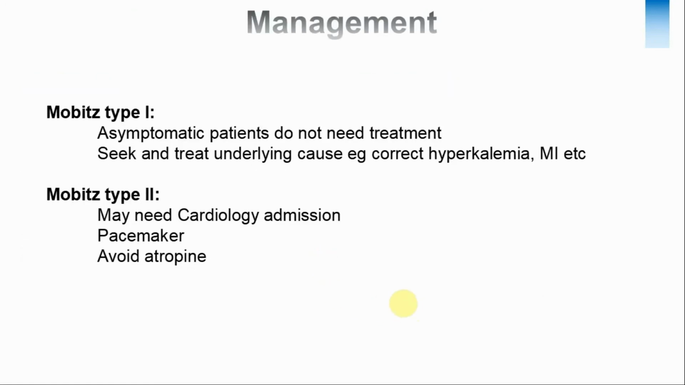So the summary: if we know the cause, we can treat it. In Mobitz type 1, as we have mentioned, the patient can be asymptomatic, it can be physiological, and we don't have to do anything. They need follow-up in the outpatient clinic, with cardiology, or even by the GP. But Mobitz type 2 is more serious. They need cardiology admission, they need a pacemaker, and please do not give any atropine because that can cause complete heart block and even asystole.